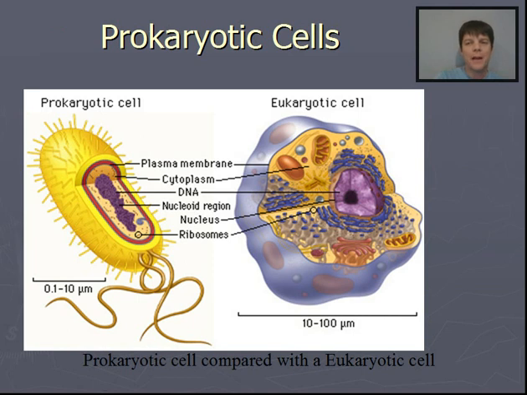Let's take a look at an image that allows us to compare a prokaryotic bacteria cell with a eukaryotic, this is an animal cell. We see that they share some features in common. They both have a plasma membrane, cell membrane. They both have cytoplasm. They both have DNA. The animal cell and plant cells too have a nucleus. Bacteria cells don't. They both have ribosomes because both need to make proteins. The other major difference is the size. Notice that these only go up to a size of about 10 micrometers for bacteria, whereas animal cells are between 10 and 100 micrometers. So animal cells can be as much as 10 times larger than bacteria cells.